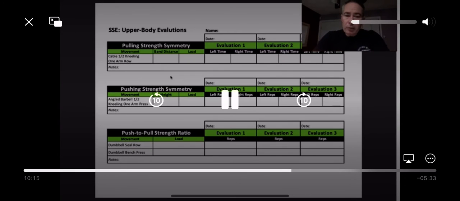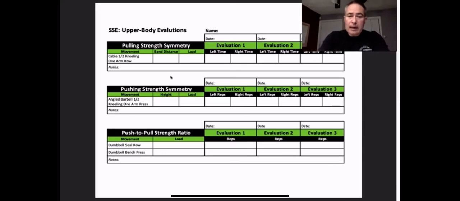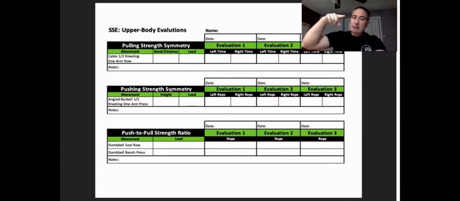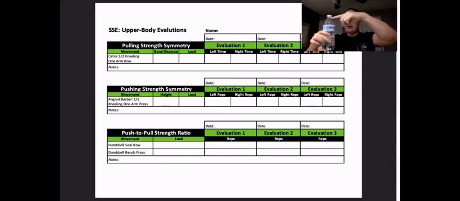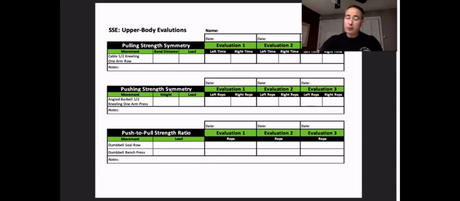For the angled barbell, half kneeling, one arm press, when I say height, load is obvious. When I say height, what I'm talking about is the height of the anchor point. So are you just using a barbell in a corner? Or do you have it on a landmine where the barbell is elevated a little bit? Or do you have it in, I've seen people that have like a tall tube that is built for a landmine, but the actual angle of anchor point of the barbell is maybe a foot off the ground.